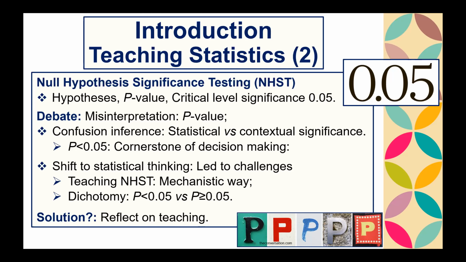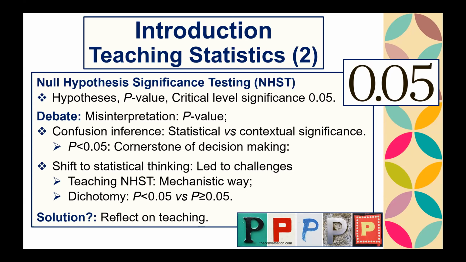For example, it's probability we'd have got the data by chance, and that's the one that really winds me up, because I really don't know what that means. Confusion around inference, statistical versus contextual significance. But despite all of this debate, p less than 0.05 has become the cornerstone of decision making. It underpins, in effect, everything we do in society. And I really don't know why.